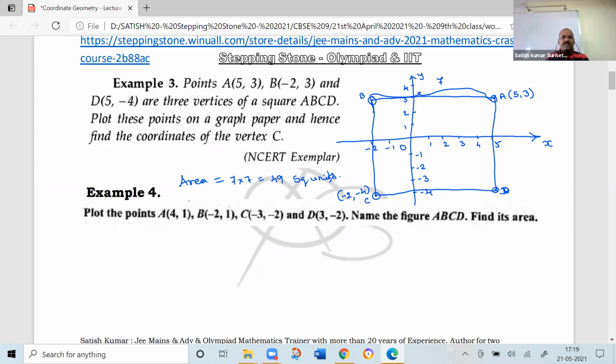Next, fourth problem. Plot the points A(4, 1), B(-2, 1), C(-3, -2), and D(3, -2). Name the figure ABCD and find its area. Now, do it again in the same manner.